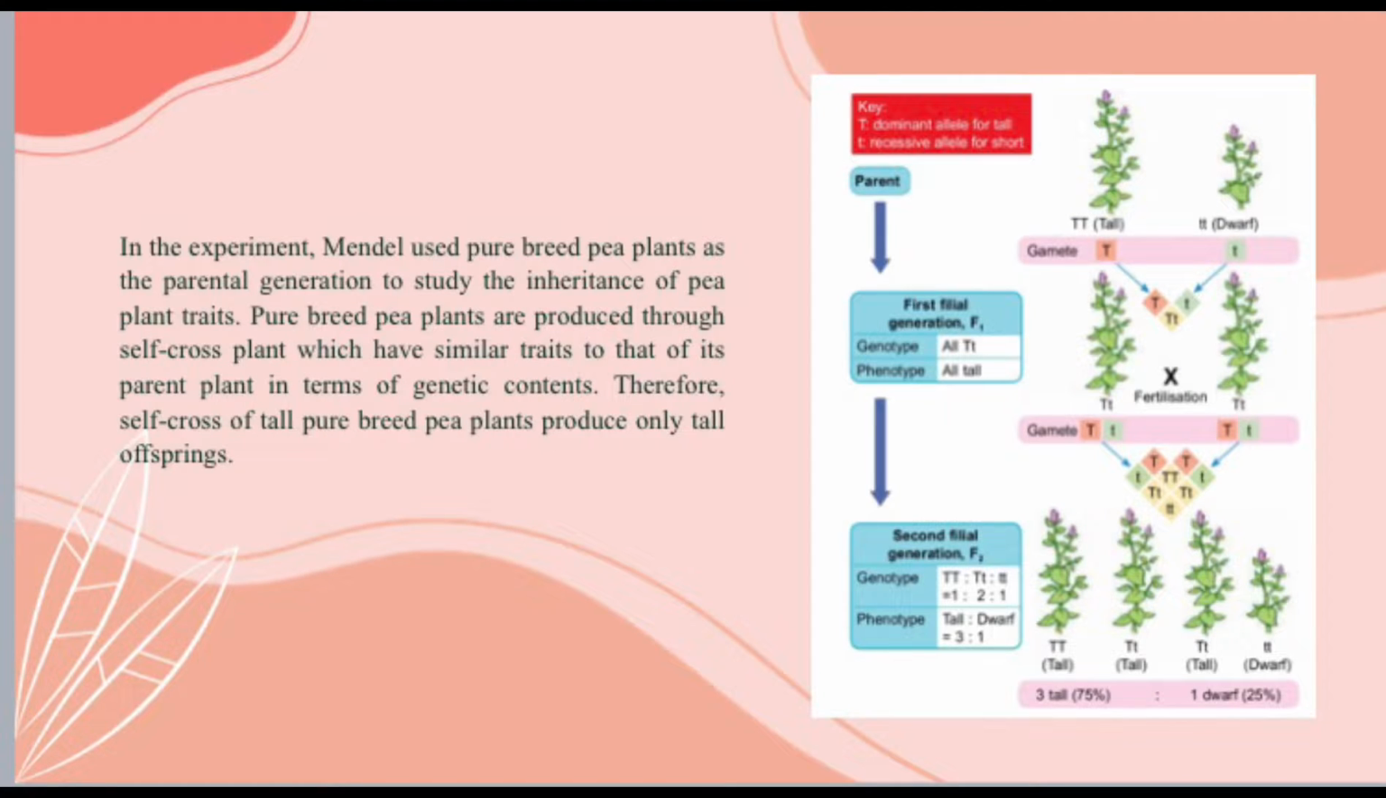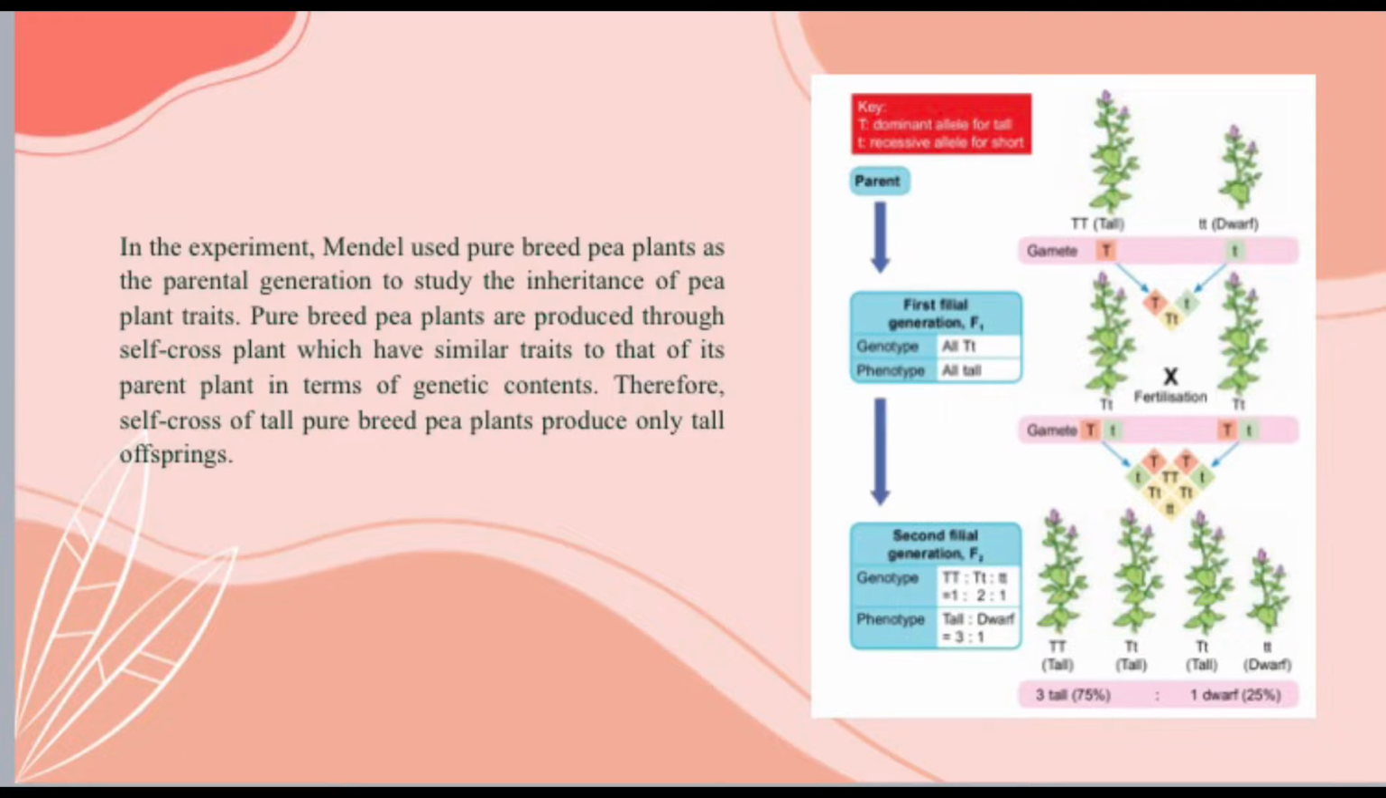So in the experiment, Mendel used purebred pea plants as the parental generation to study the inheritance of pea plant traits. Purebred pea plants are produced through self-crossed plants which have similar traits to that of its parent plant in terms of genetic contents. Therefore, self-cross of purebred tall pea plants produce only tall offspring.